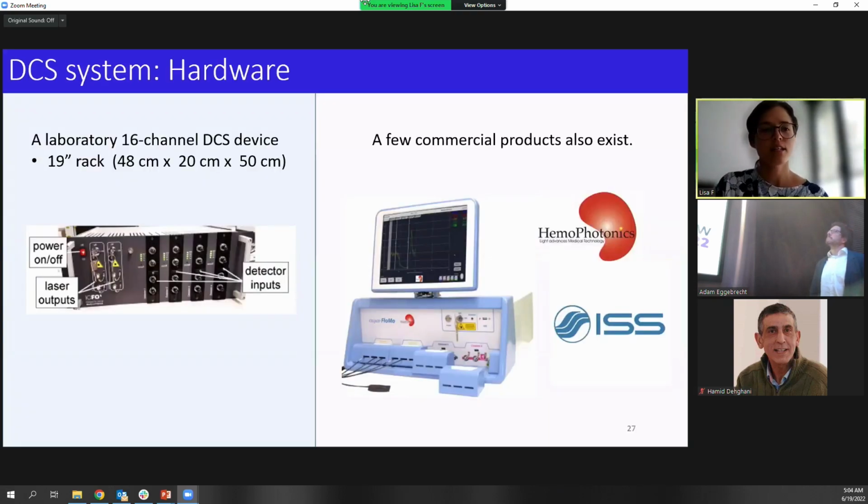So this is just an image, so you have an idea of what a DCS system looks like. On the left-hand side, you see a device that we built in the lab. It consists of 16 detector channels. So this all fits within a standard 19-inch rack. It's not very big. Most of the systems are handmade lab systems, but also a few commercial products exist.